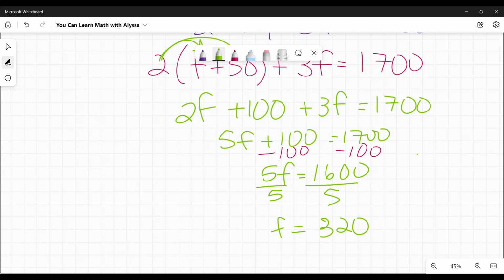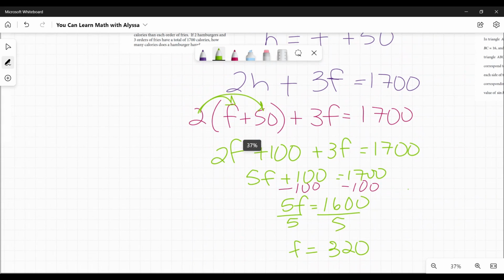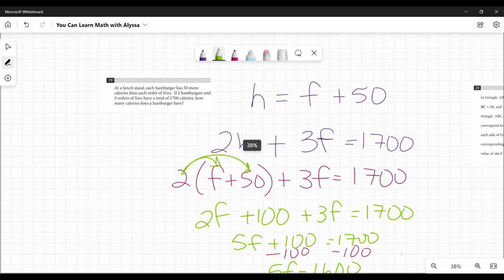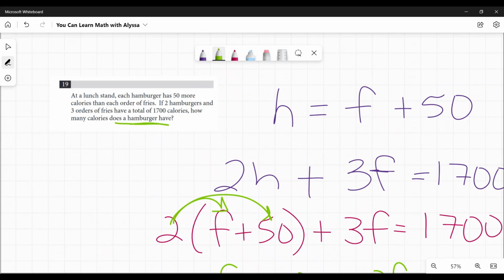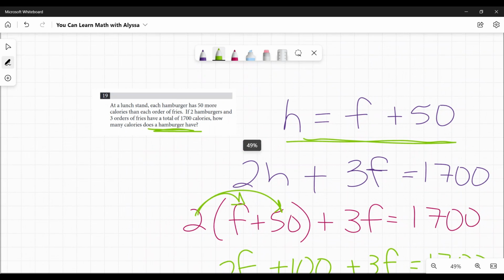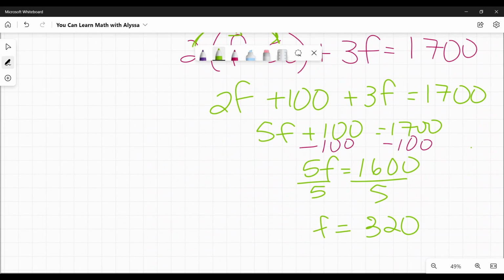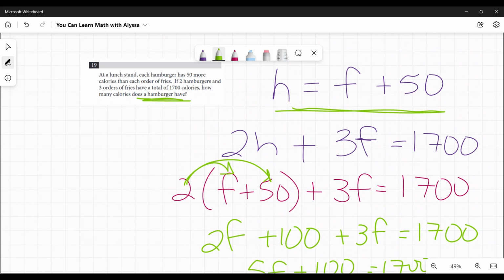But is that what they asked? No, it isn't. This is where we have to be very, very careful. Let's go back up to the top. It says, how many calories does a hamburger have? Well, the hamburger is the fries plus 50. So we've said the fries are 320 calories, so it's going to be 320 plus 50. So the hamburger has 370 calories.